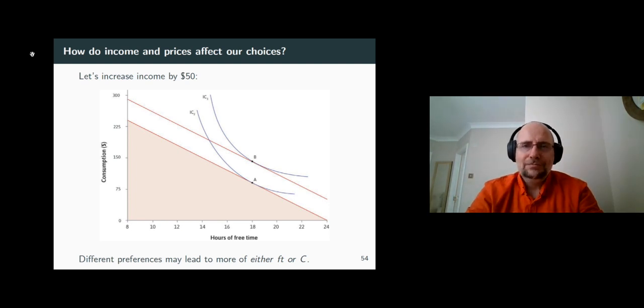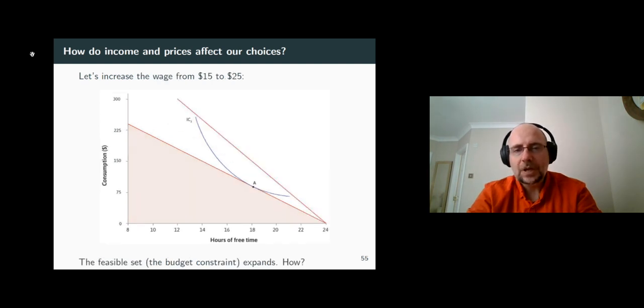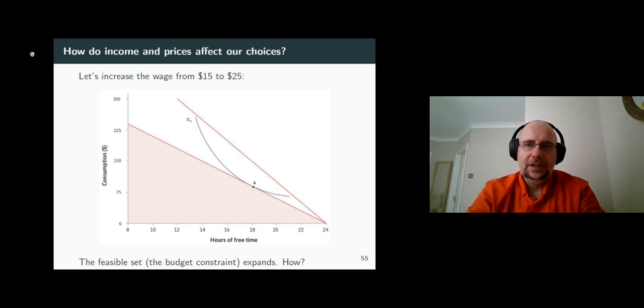Okay, so much for the income changes. What will happen to her choices if the price of her time changes? Let's go back for a minute to her old budget constraint. Her old feasibility constraint, if you wish. So, what did it tell you?